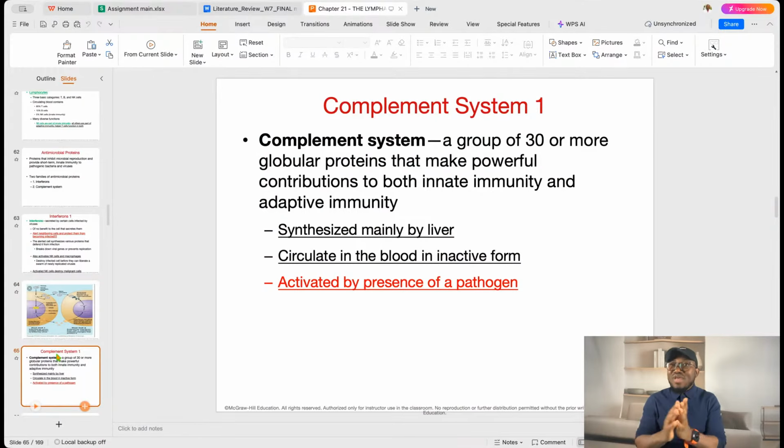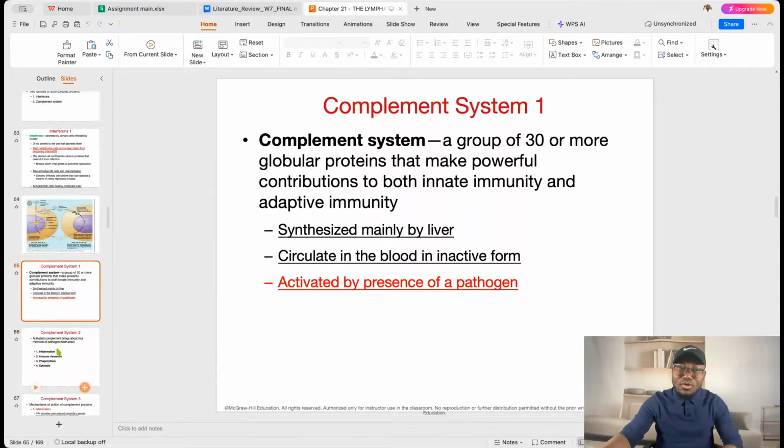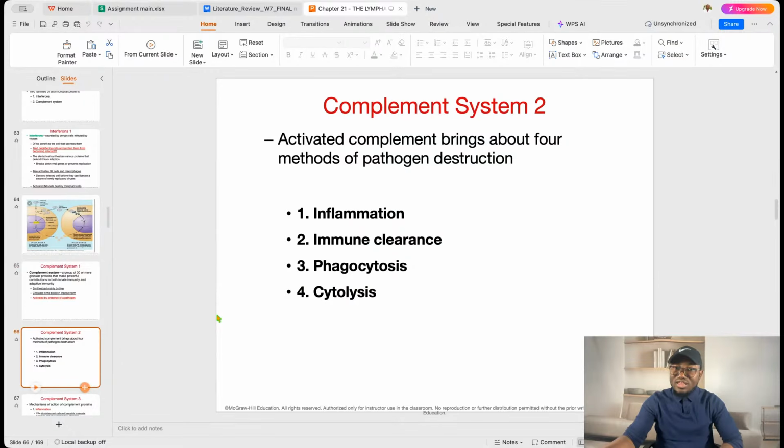Complement system is different. Complement system is a group of 30 or more global proteins that make up innate immunity and adaptive immunity. Very, very important. They contribute to both innate and adaptive. And they are a group of 30 or more, but not less. They are produced in the liver. They circulate in the blood in an inactive form. They only become activated when they see a problem. All right? That's when they become activated.